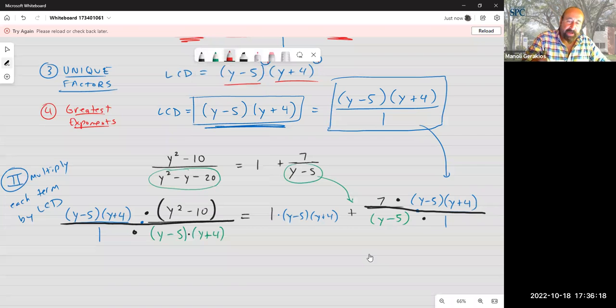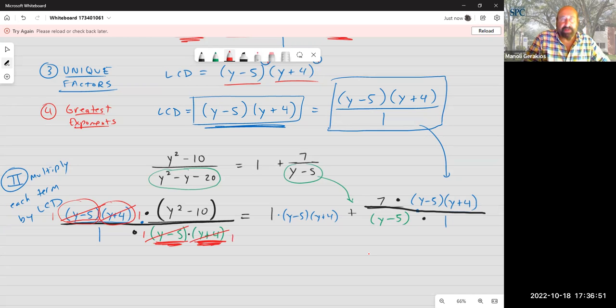Now we're going to divide out common factors. Look, this y minus 5 finds itself. The green y minus 5 in the denominator finds itself in the LCD. When you calculate the LCD correctly, it's going to contain every factor of every denominator in your equation. Every factor in the denominator finds itself in the LCD if you calculated the LCD correctly. y plus 4 divides into itself.